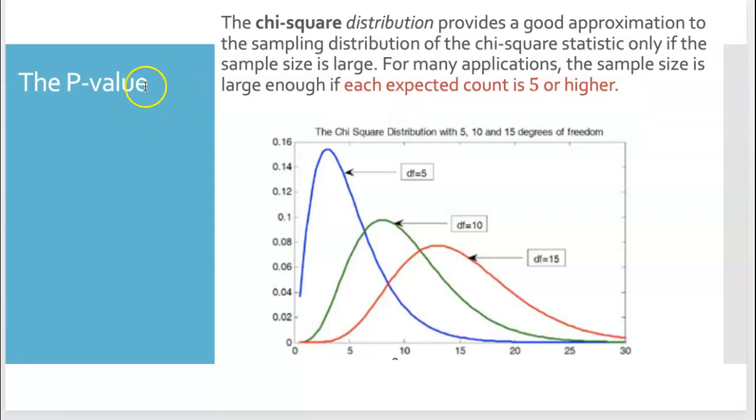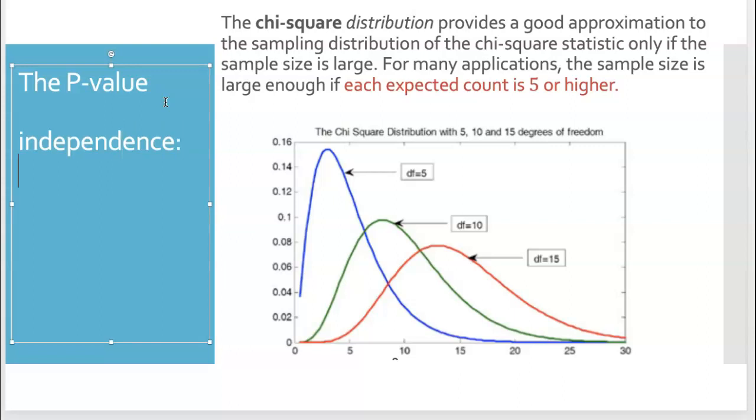And one thing to note is that in most cases, if we're dealing with independence, the degrees of freedom are going to be equal to your number of rows minus 1 times the number of columns minus 1. So that's what we're saying here: the degrees of freedom are the number of rows minus 1 times the number of columns minus 1.